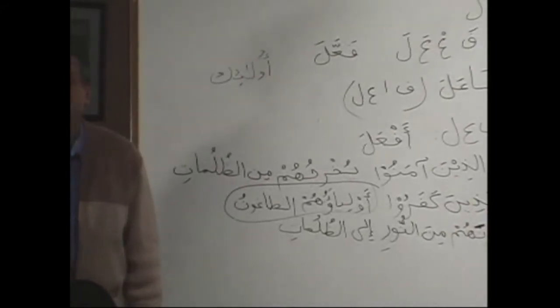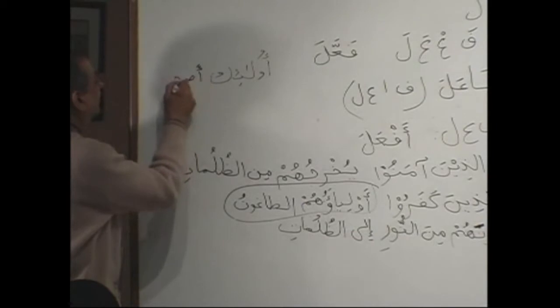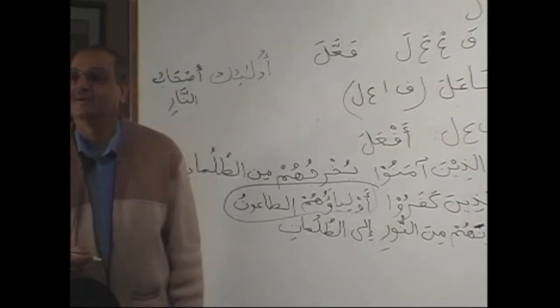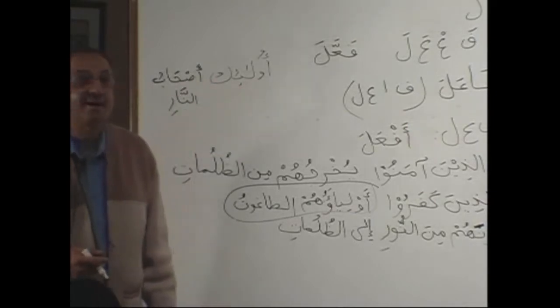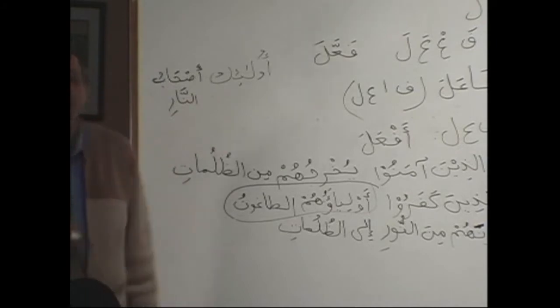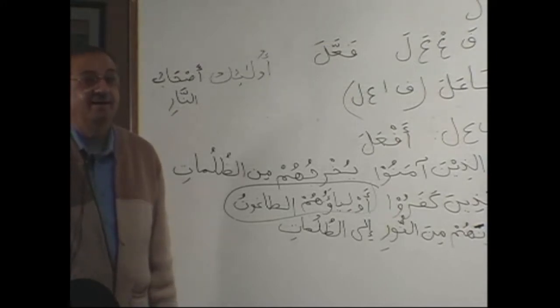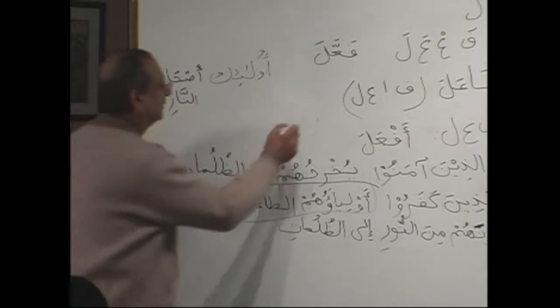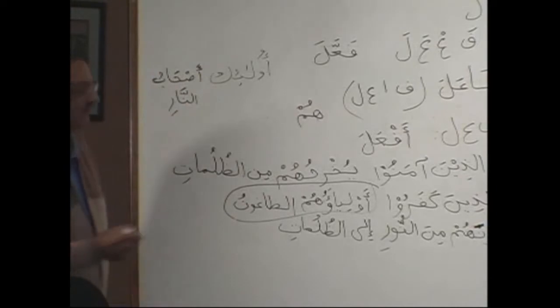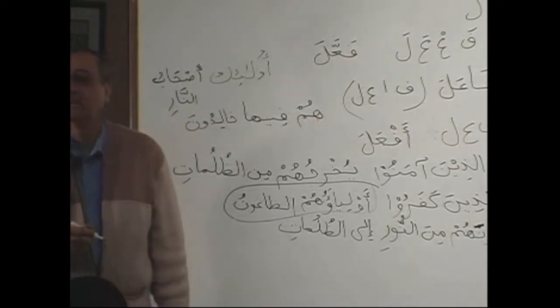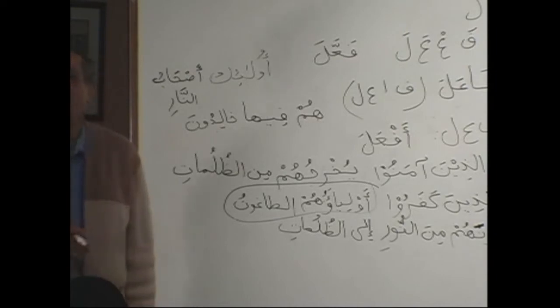What is ulaika? Mubtada. Ulaika ashabun nar. What is ashabu? Khabar, and it is mudaf. And nar is mudaf ilayhi. Are you with me? Ulaika ashabun nar. They are the companions of the fire. Mubtada, khabar, mudaf, mudaf ilayhi. Hum, again mubtada. Fiha, again jar majrur. And then khalidun, khabar. They will be there for ever and ever.